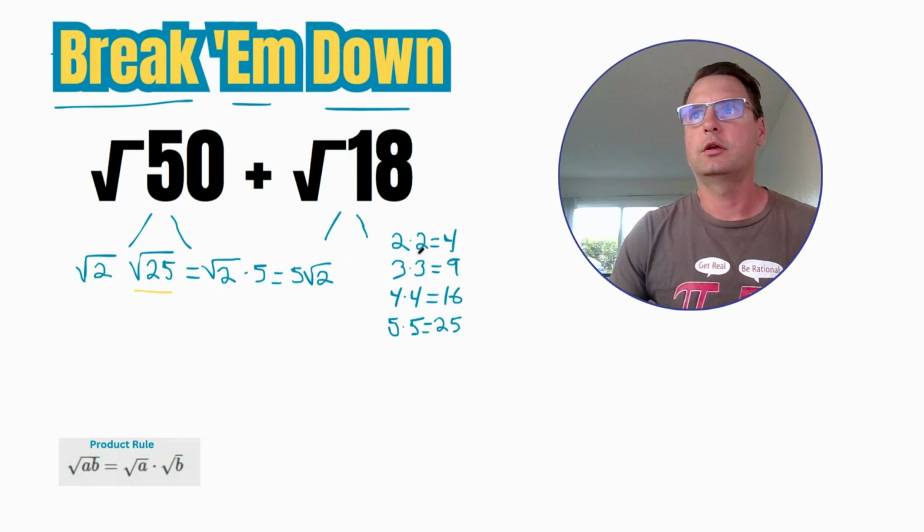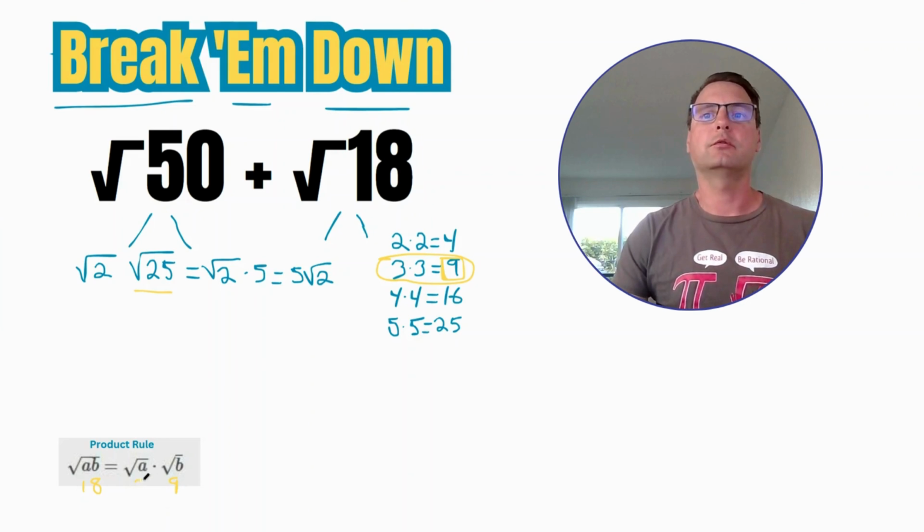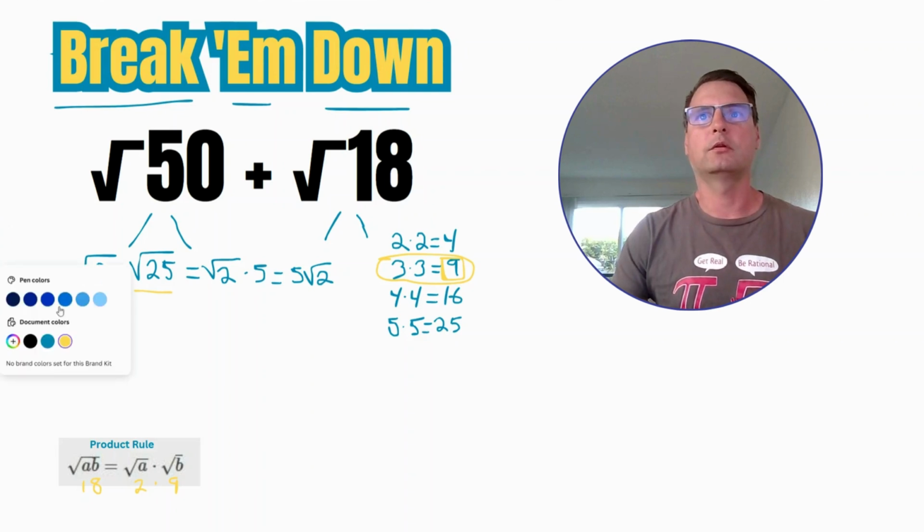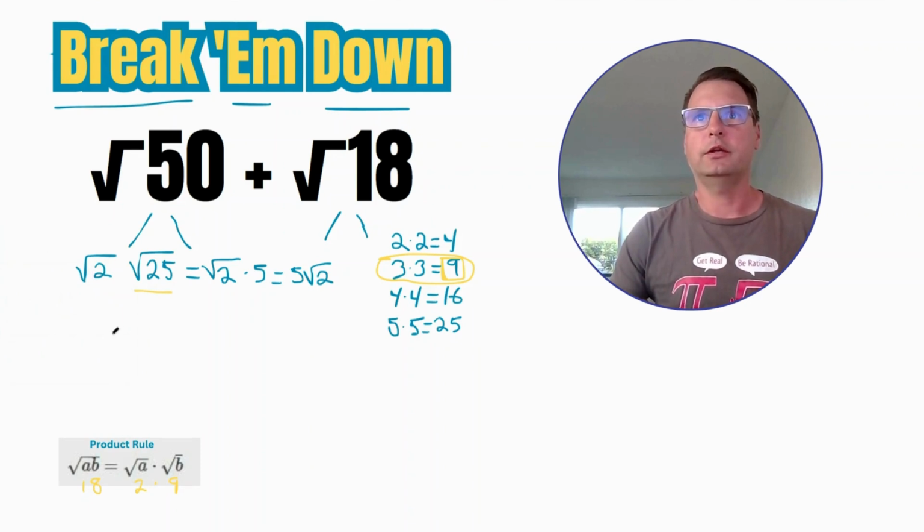What do you say? What about 9? Does 9 go into 18? What times 9 equals 18? You got it. 2 times 9. So in order to break this down, all we got to do is find that hidden perfect square again, which we did. Apply this rule. A is 2, B is 9. Voila.